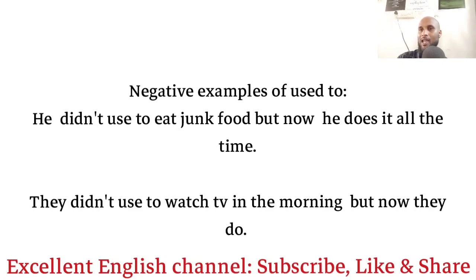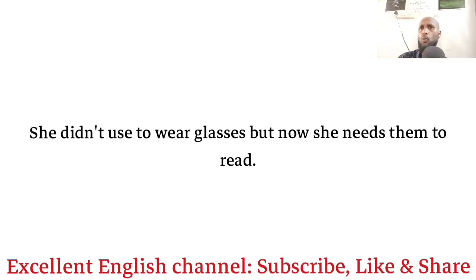So didn't is the negative helping verb we use to form negative sentences. All right. So they didn't used to watch TV in the morning, but now they do. She didn't used to wear glasses, but now she needs them to read. So having said this, overall, whenever you use used to, you are actually talking about a past event which took place on a regular basis to a certain point of time, and it no longer happens in the present, is when you use used to.